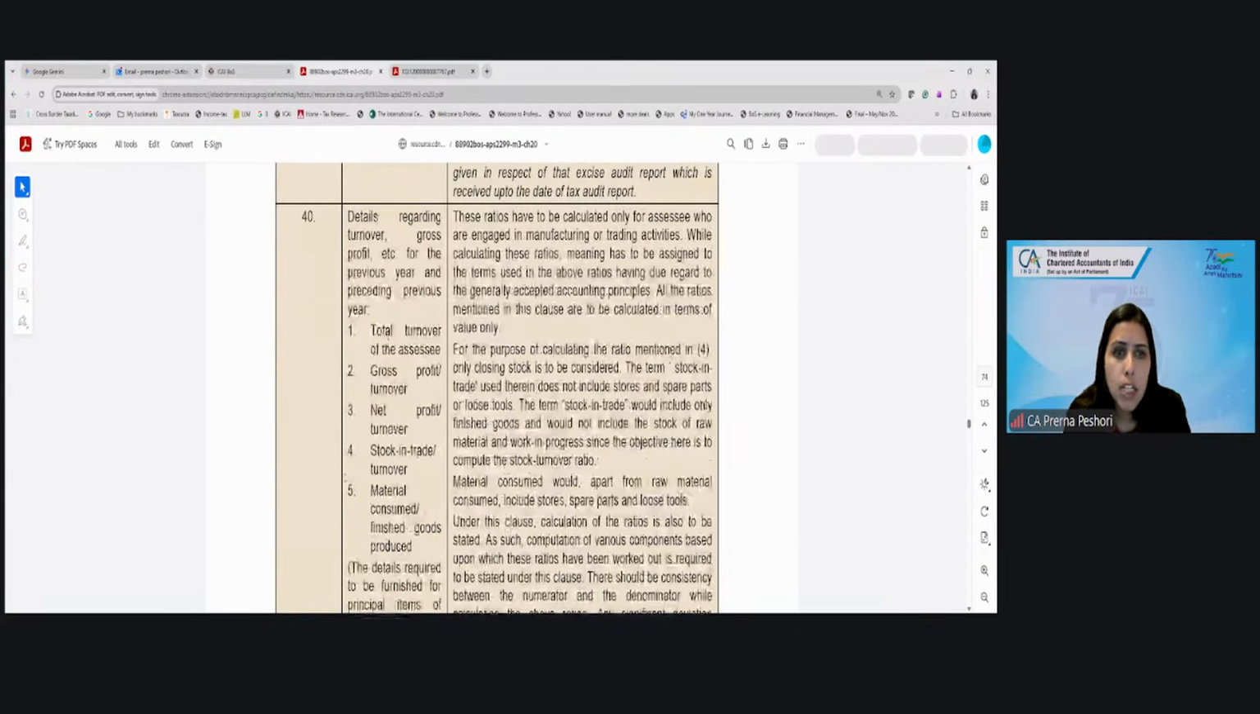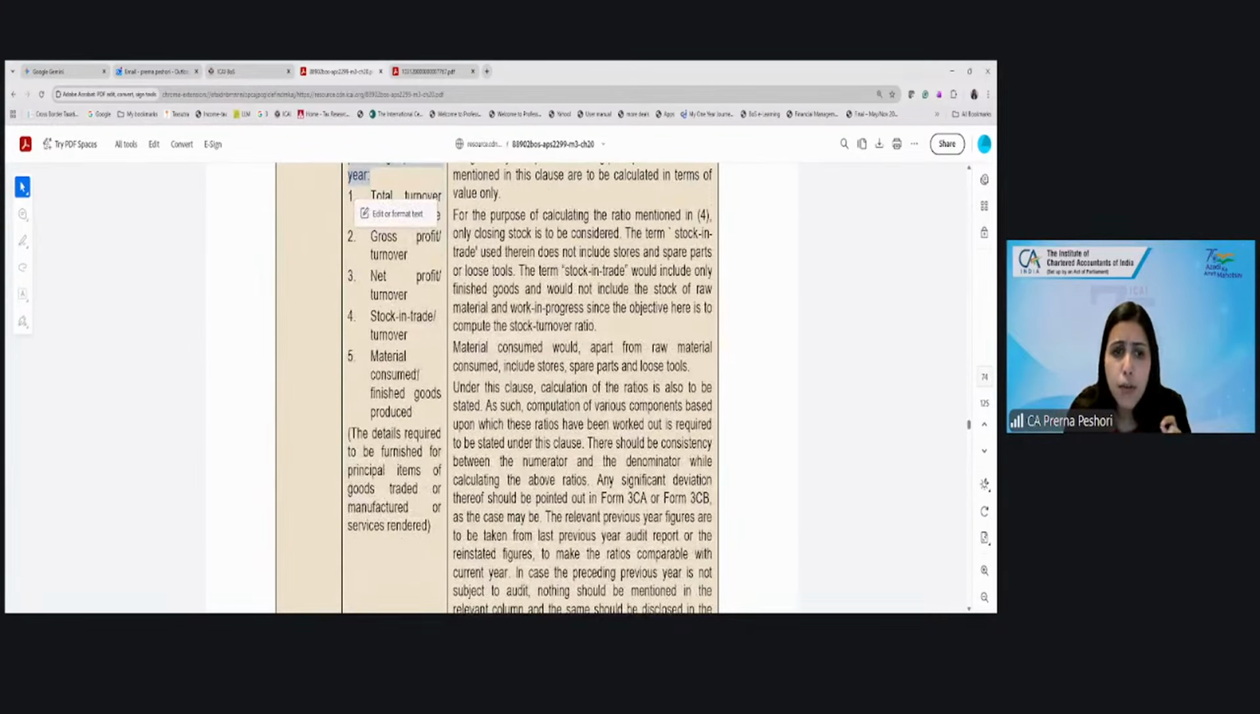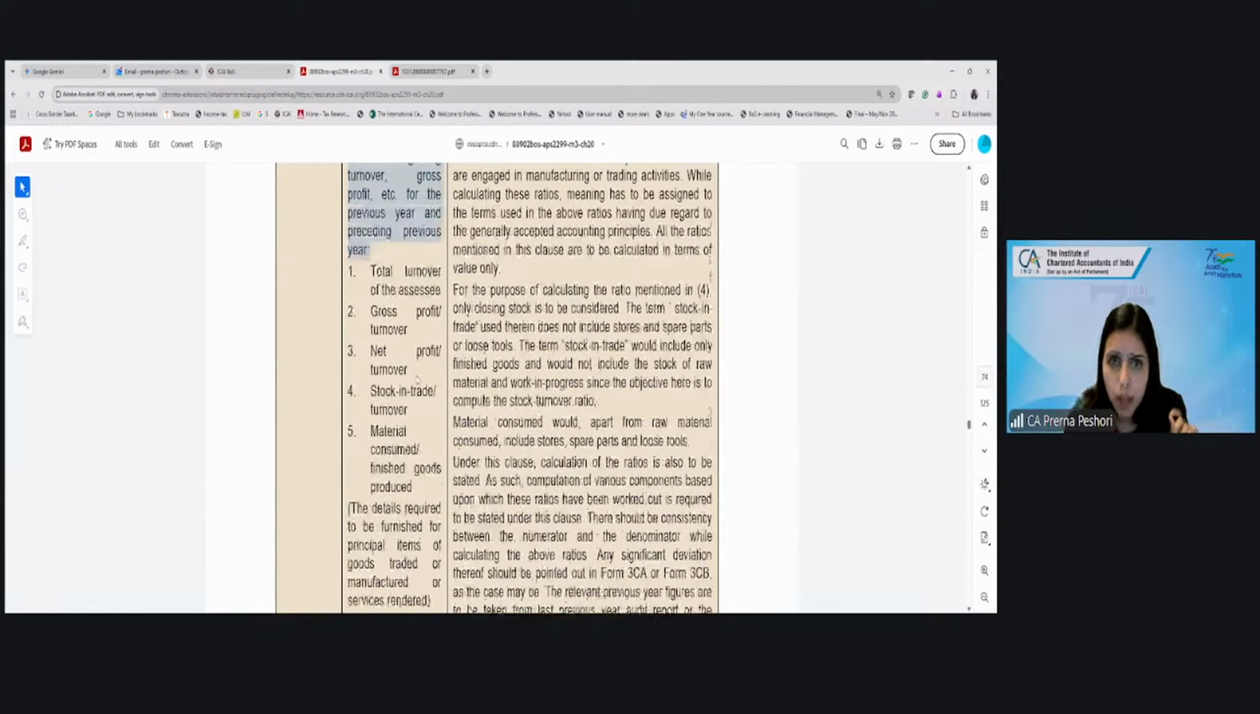Let's come to clause 40. Details regarding the turnover, gross profit for the previous year and the preceding previous year. So for 2 years, you need to mention the turnover, gross profit to turnover ratio, net profit to turnover ratio, stock in trade to turnover ratio, and the material consumed to the finished goods produced ratio. Right? And again, the details required to be furnished are for principal items of goods traded or manufactured.